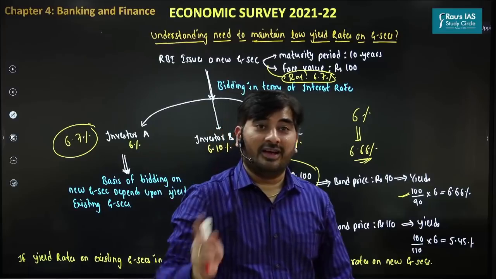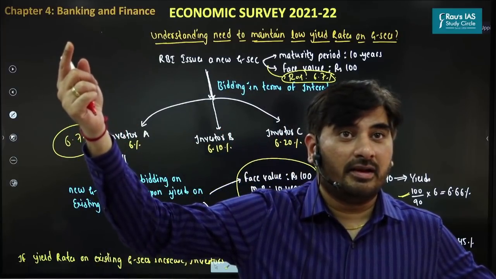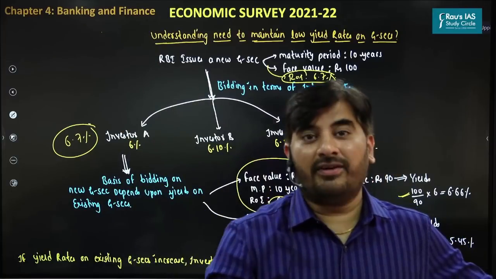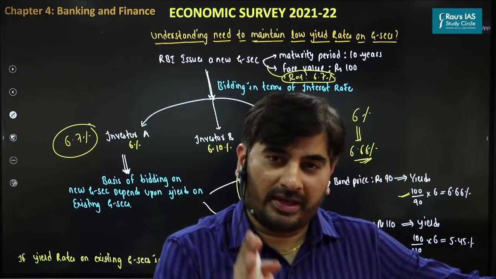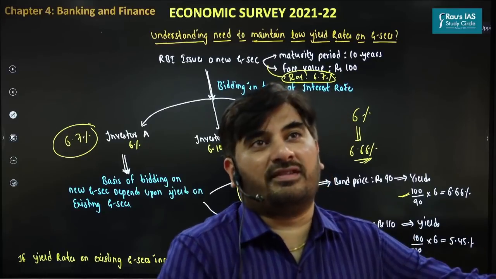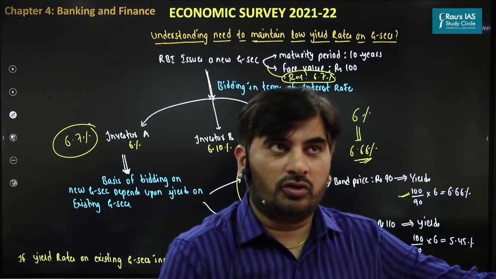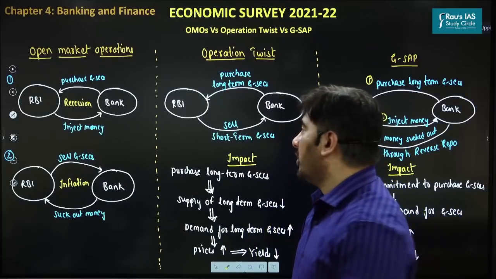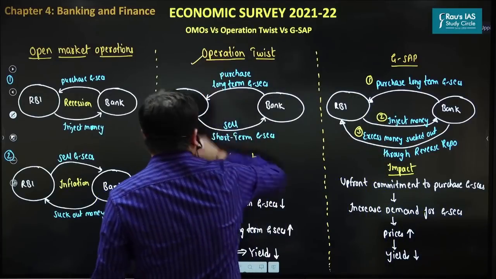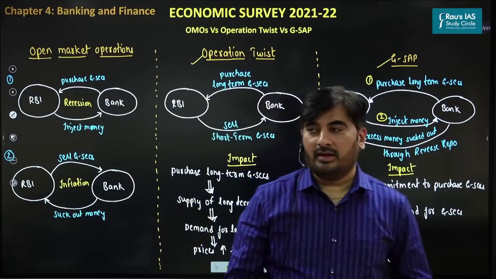6.7% rate of interest. Can I say my borrowing cost of the government will increase? So that is why RBI has been trying to bring down the yield rates on the government securities to below 6%. So that is what you must understand. So in order to do that, RBI has adopted Operation Twist and GSAP program. So let's understand these two things.